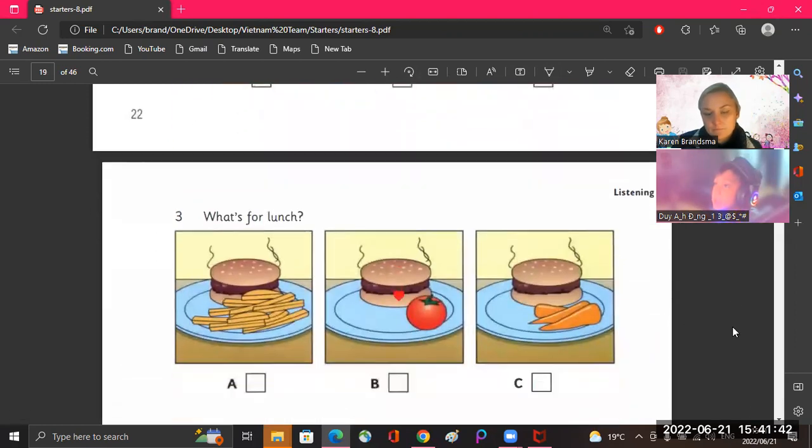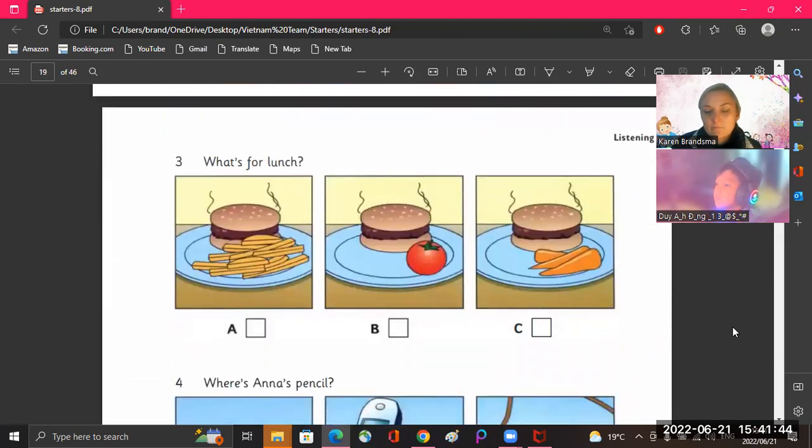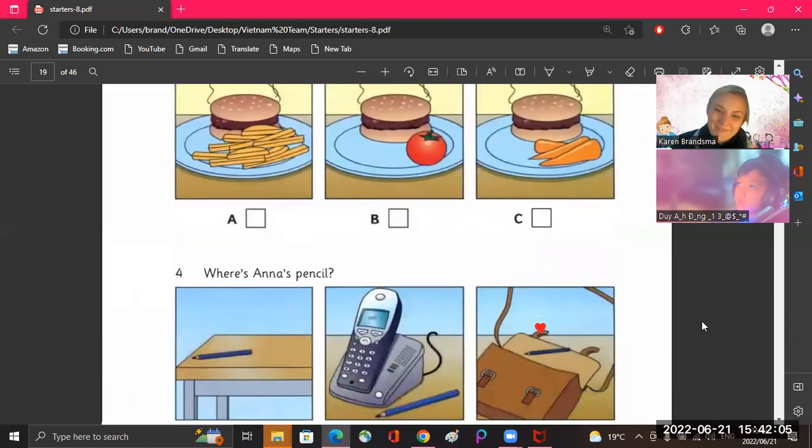3. What's for lunch? Mum, can I have a burger for lunch today? Well, yes, but not with chips. Can I have a tomato with it? No, sorry. We've got some carrots in the kitchen. You can have those. Okay. Very good.